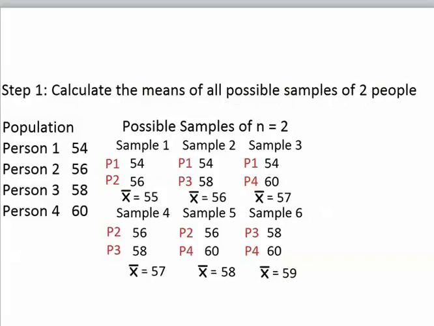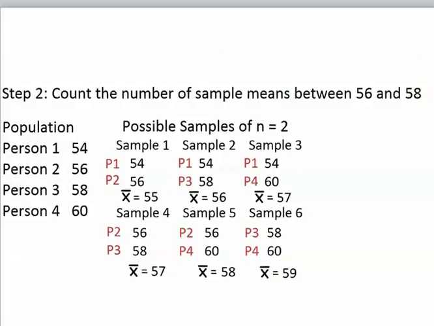So step 1 is going to be the same as it was last time. We're just sorting the population into all possible samples of 2 people, and we're calculating the mean of each possible sample. Once we get all 6 sample means, we're finished with step 1.